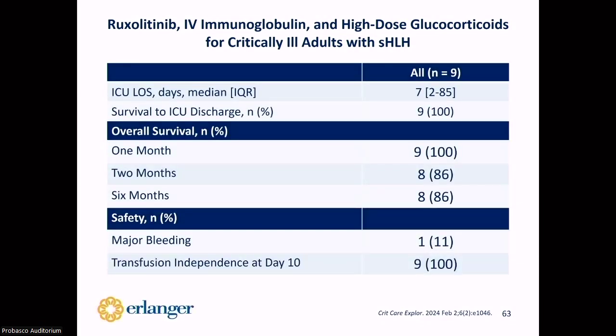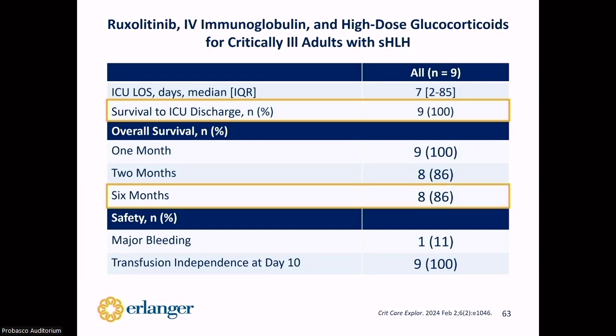Looking at endpoints for these patients, we can see that 100% of patients had survival to ICU discharge, which is pretty impressive to me given the baseline characteristics of the patients in general, given their critical illness. Additionally, at 6 months, 86% of patients survived. And you'll see the major bleeding event was 1 patient. That was the patient that expired. It was secondary to an unrelated fall.